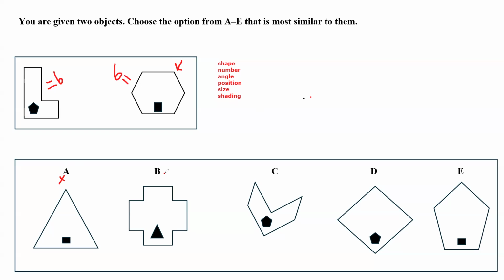We can rule out B. We can rule out D. And we can rule out E. Amazing. So only one's left. C. Perfect. So well done, Emma.